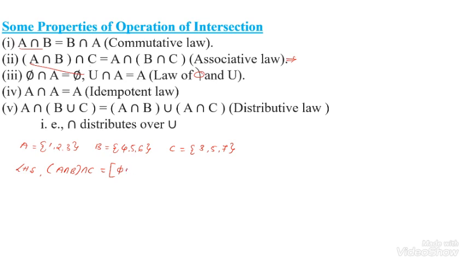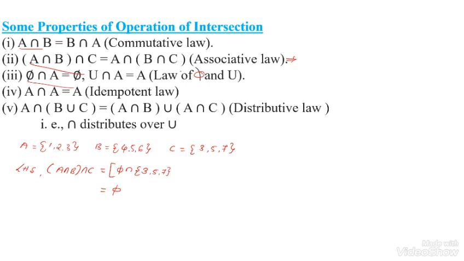Then there is the intersection with set C containing the elements 3, 5 and 7. There is no common element, because we already discussed the property that the intersection of a null set with any set is the null set. Therefore, according to that law, I can write the result as the null set.